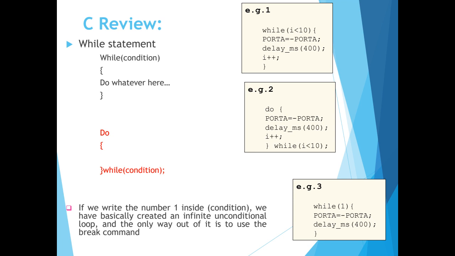After talking about the for control structure, I want to talk about the while control structure. For the while statement, we have two syntaxes. In one of them, at first we write while, and then inside the parentheses we use the condition, and then the body of our while structure.